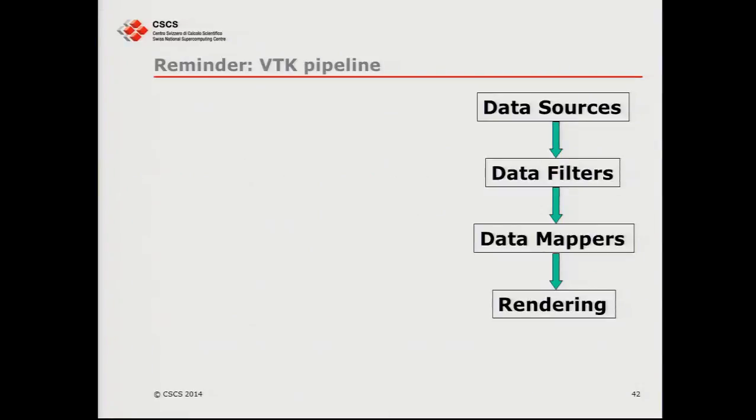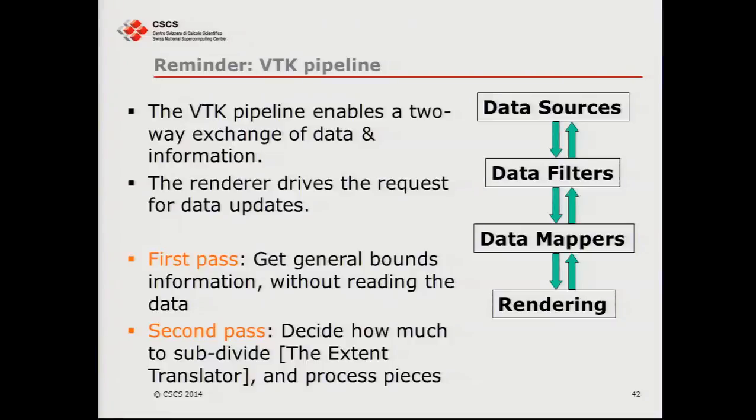So there's the summary. The pipeline we've seen here is a bidirectional exchange of data. It's very important to have information about the metadata so that we can plan the distribution of data among multiple tasks ahead of time. And then this subdivision is based on something called the extent translator.